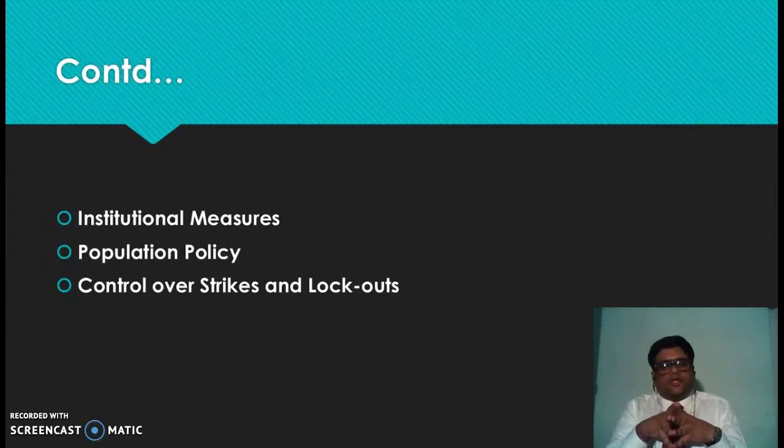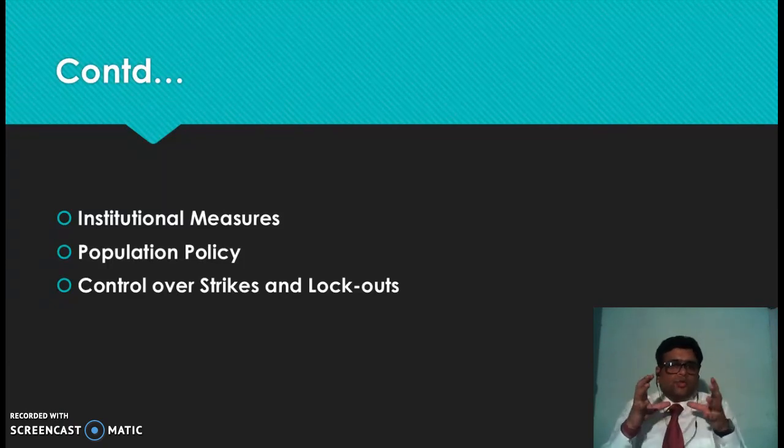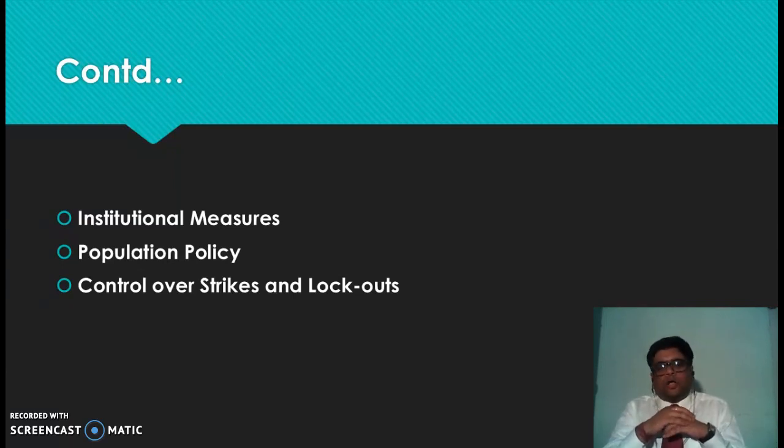Then there are certain institutions, like the Food Corporation of India for food items and the Cotton Corporation of India for cotton. These are institutions which take care of the demand and supply side of those particular goods. So institutions also play a very important role in balancing the demand and supply of goods and services. Then we desperately need a strict population policy, so that we can control our population, there can be a balance between demand and supply, and we can tackle the menace of inflation.